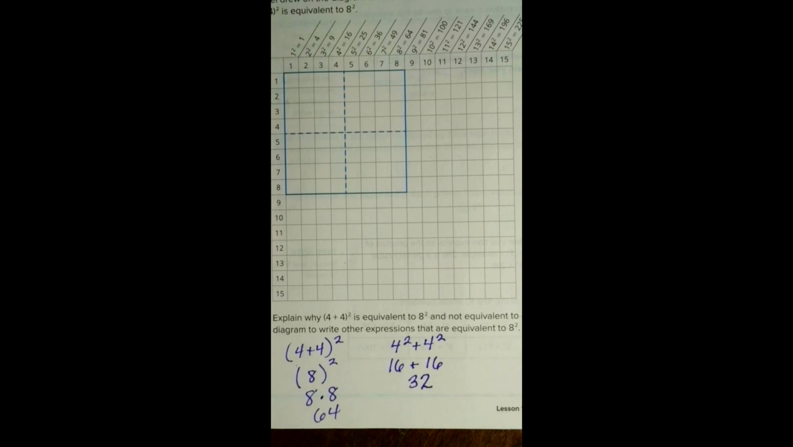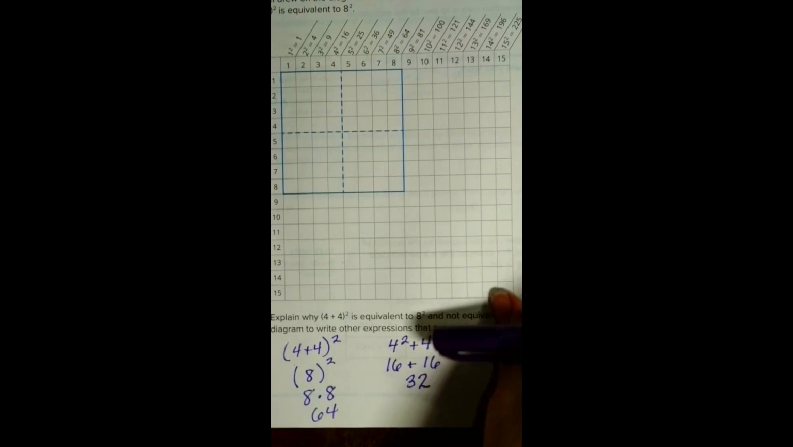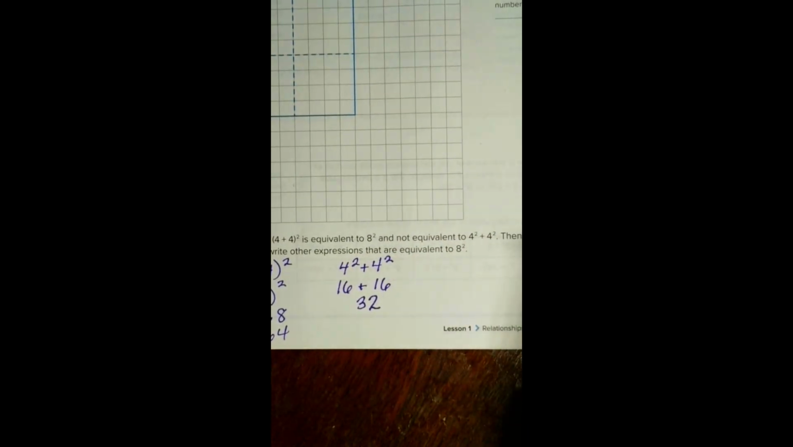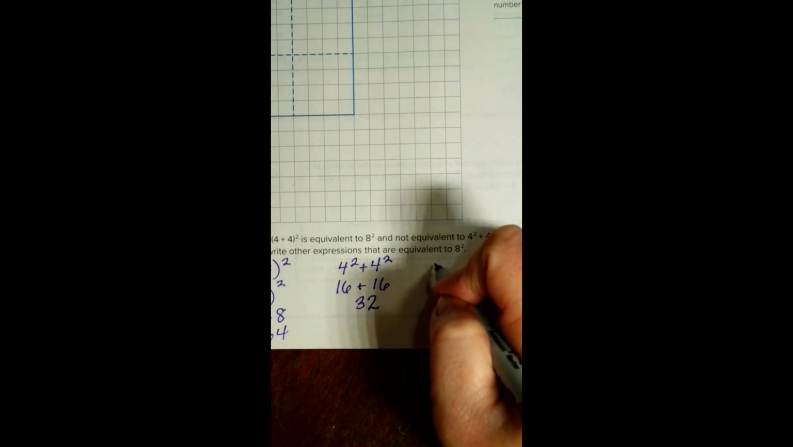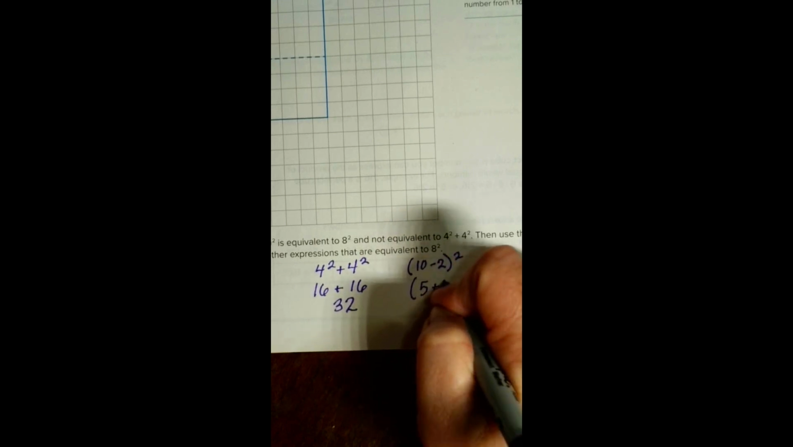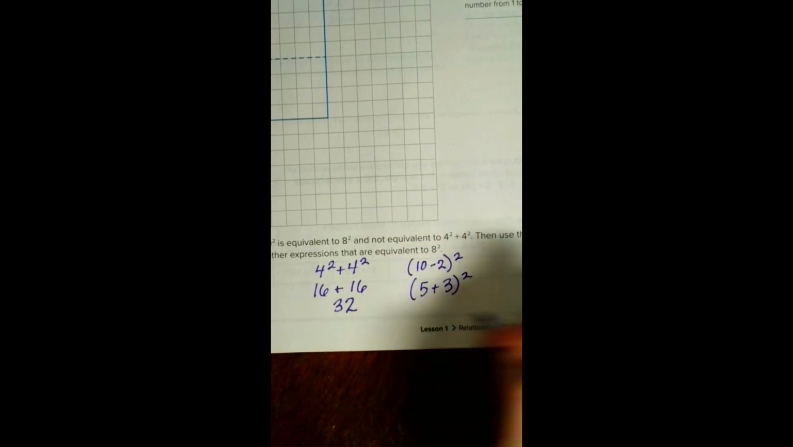Then it says we are to write some other expressions that are equivalent to 8 squared. So we can do anything as long as we get 8 inside the parentheses. So for example, we could do 10 minus 2 squared. We could do 5 plus 3 squared, 7 plus 1 squared, and so on.